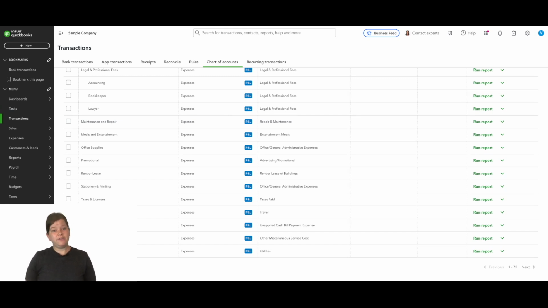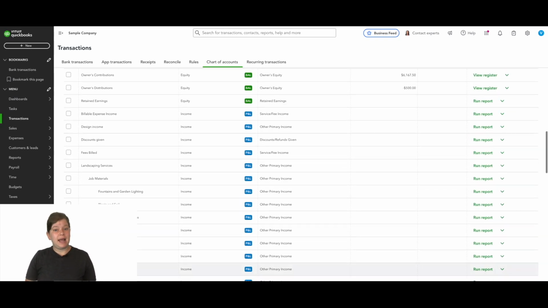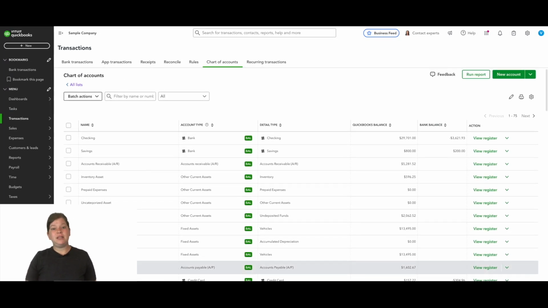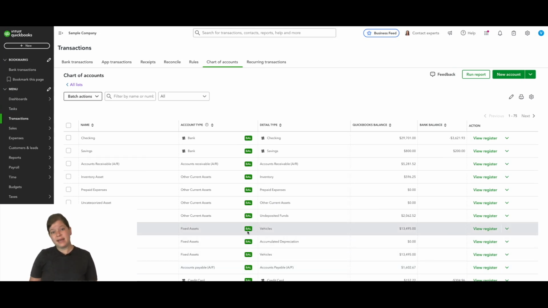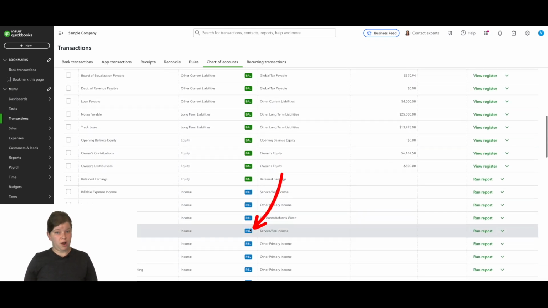Here's the cool part. Everything you just saw here in the chart of accounts flows straight into your reports. The assets, liabilities, and equity feed into your balance sheet. The income and expenses feed into your profit and loss report. And QuickBooks even gives us a little visual hint. You see these green dots? These accounts belong on the balance sheet. And the blue dots, these belong on your profit and loss report.